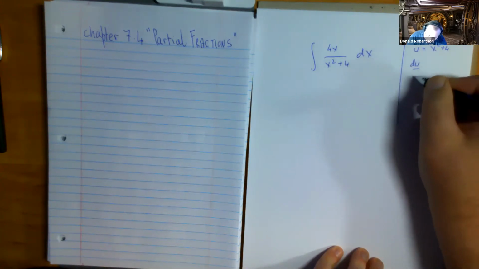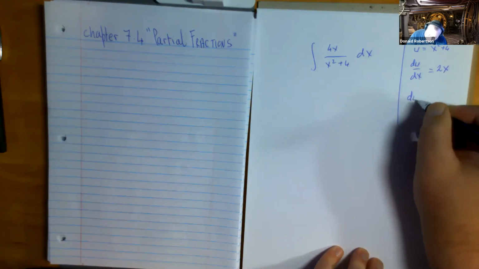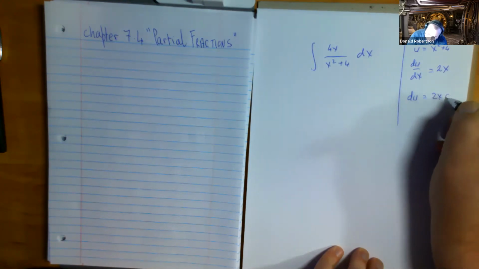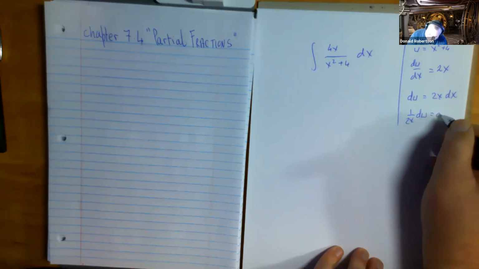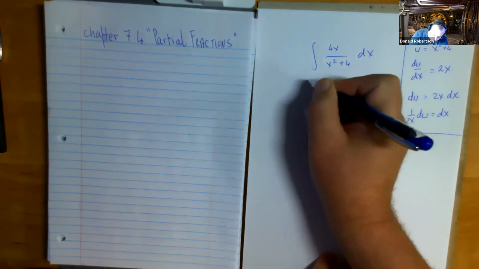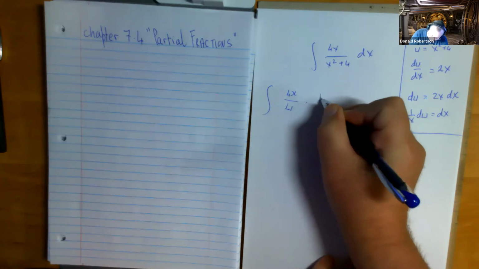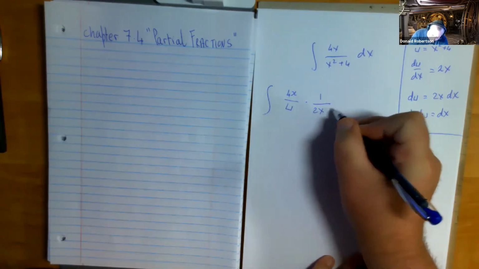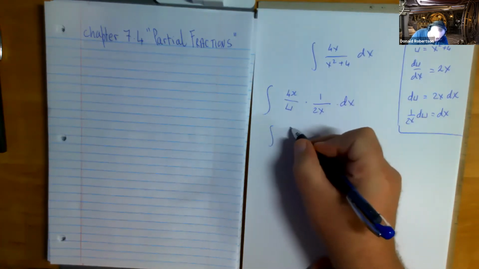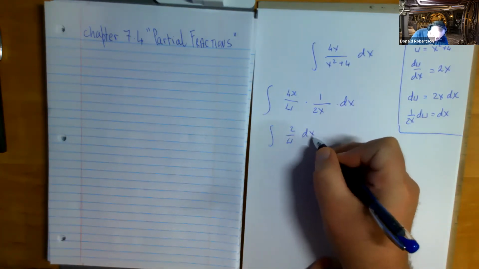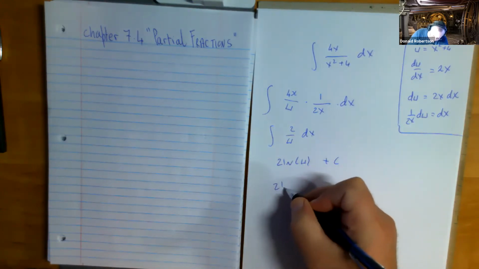If you differentiate with respect to x, you get 2x. Cross over and isolate the dx. Well, this would become the integral of 4x over u times 1 over 2x. Cancel, cancel, cancel, cancel. 2 over u. 2 natural logs of u. And then return to the x's.